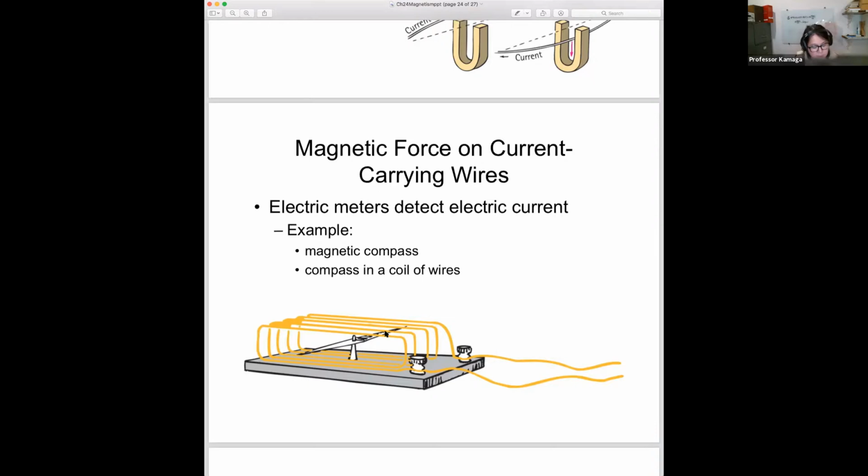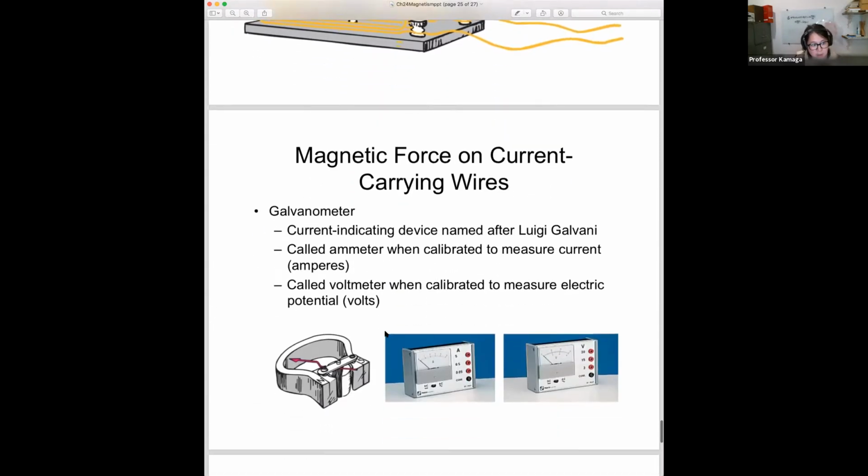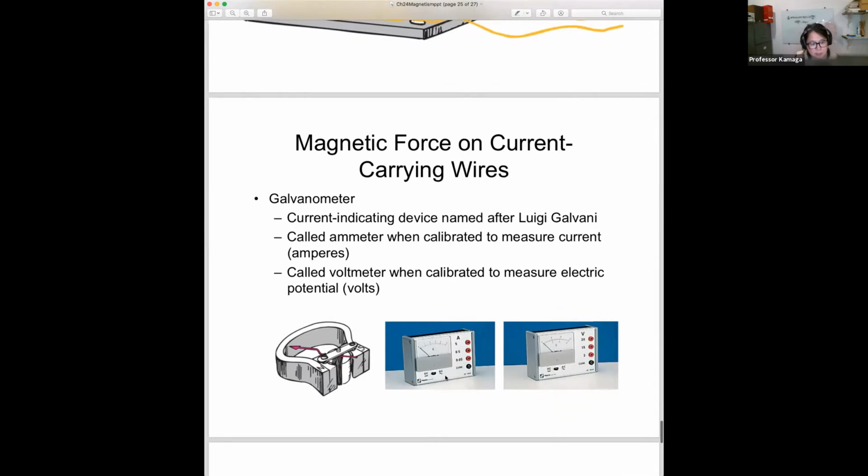Also, an implementation of this is the galvanometer, right? You can measure the amps, the current, or you can measure the voltage.